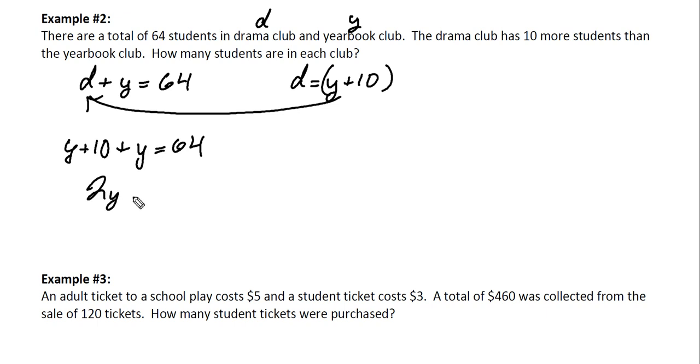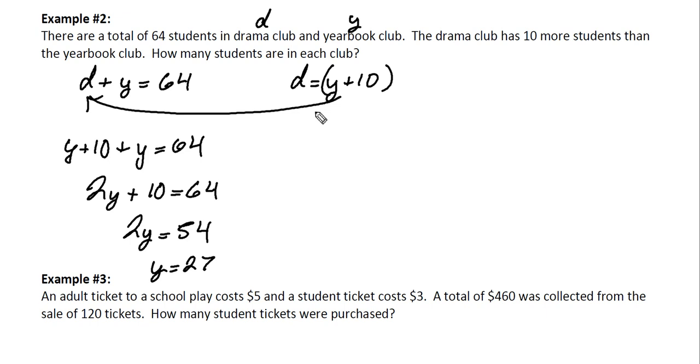Combine our like terms. Okay, separate our constants and our variables, so subtract 10. And then isolate our variable, so divide by 2. So we get y equals 27. There's 27 people in yearbook club. Once we got that, figuring out how many people are in drama club is pretty easy.